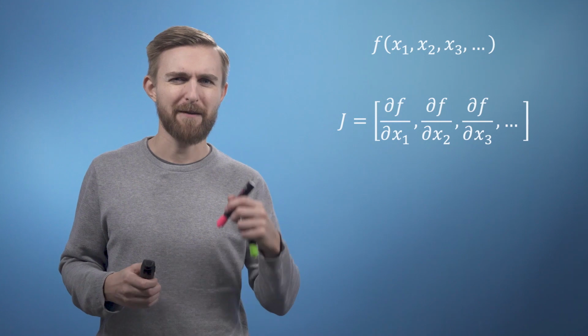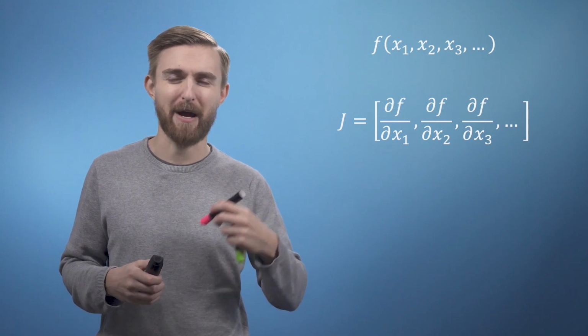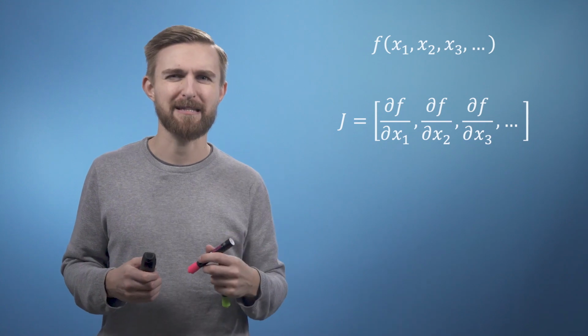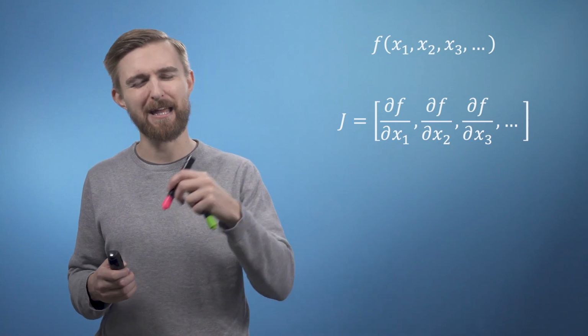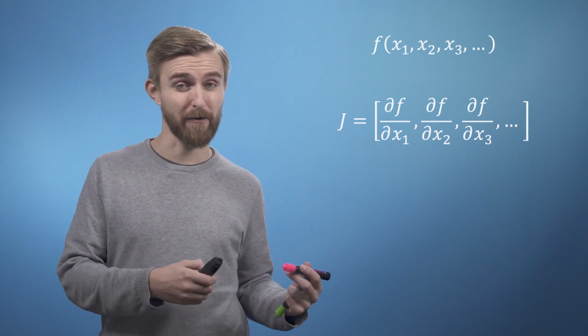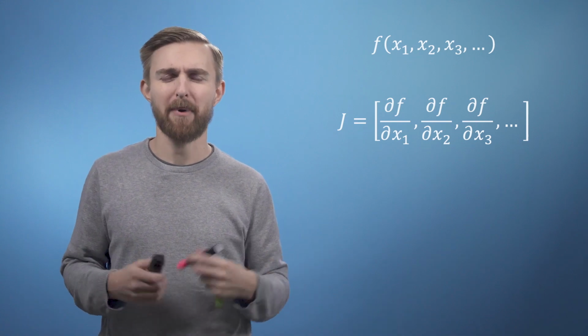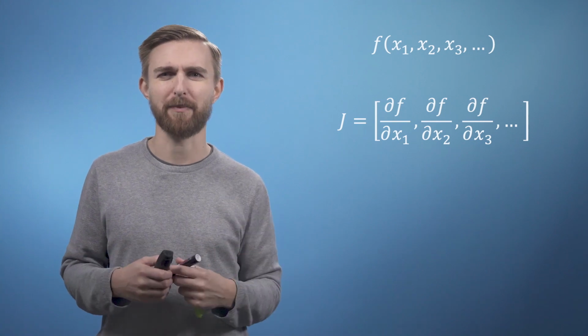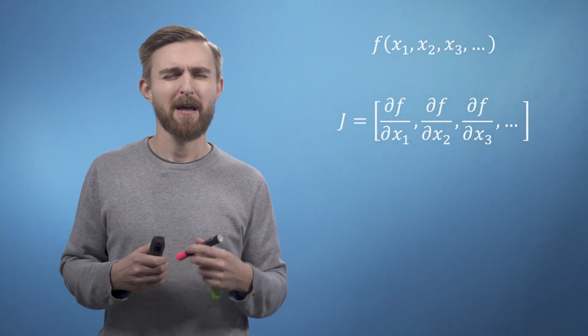In short, if you have a function of many variables, so f of x1, x2, x3, etc., then the Jacobian is simply a vector where each entry is the partial derivative of f with respect to each one of those variables in turn. By convention, we write this as a row vector rather than a column vector, for reasons that will become clear later in the course. Let's start by looking at a nice simple function to see just how straightforward building a Jacobian can be.